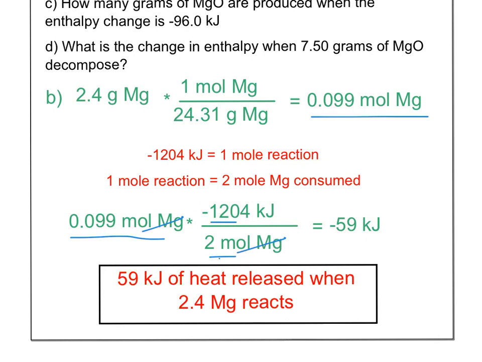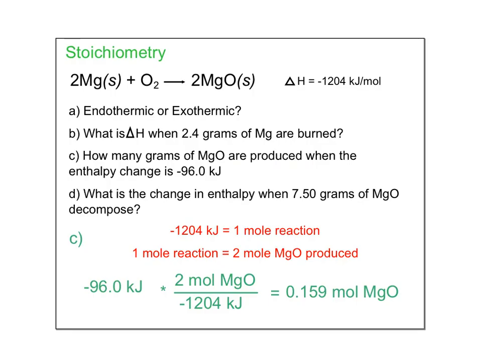Same idea. You can either leave this as your answer, or you can say that magic word, release, to let me know that you understand it's exothermic. All right, looking at question C, how many grams of MgO are produced when the enthalpy change is negative 96 kilojoules? So I can already guess that it's going to be less than 2 moles, because if I make 2 moles of MgO, I'm releasing, I'm giving off 1,204 kilojoules. This is much less than that. So I anticipate we're going to make less than 2 moles of MgO.